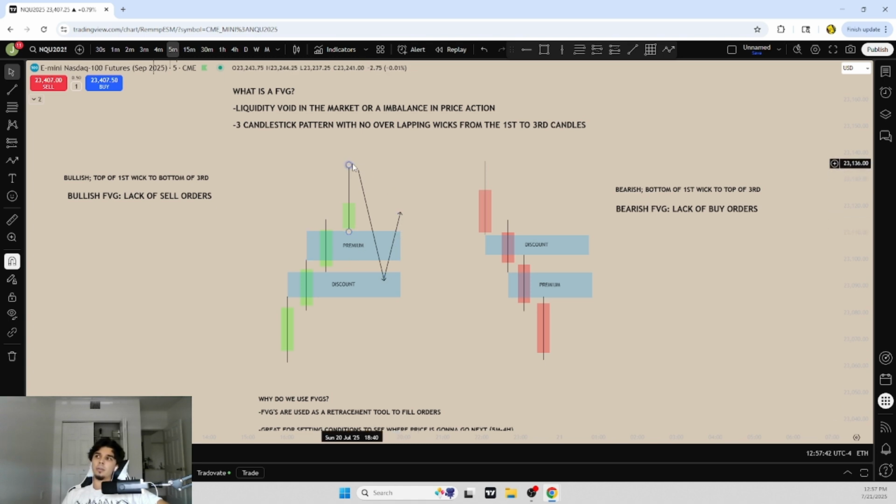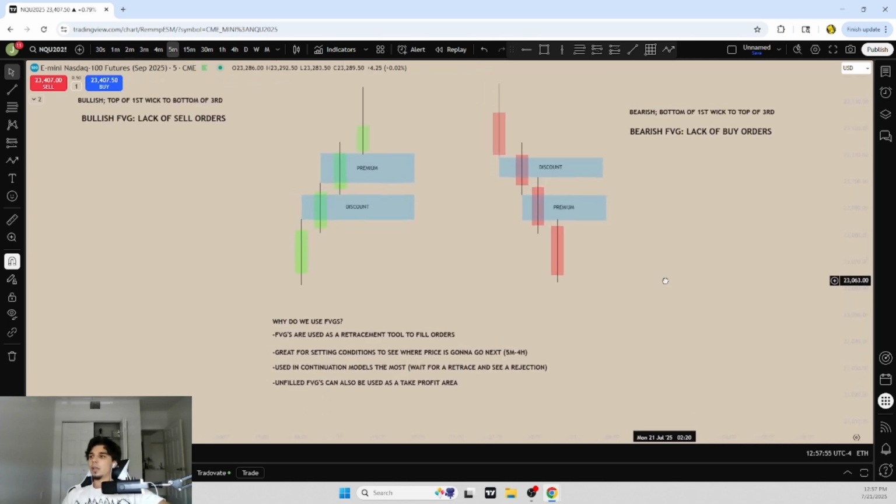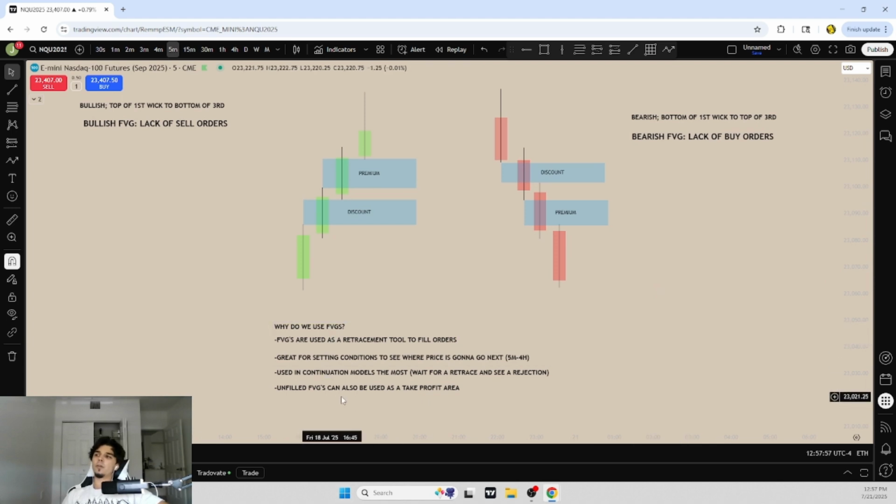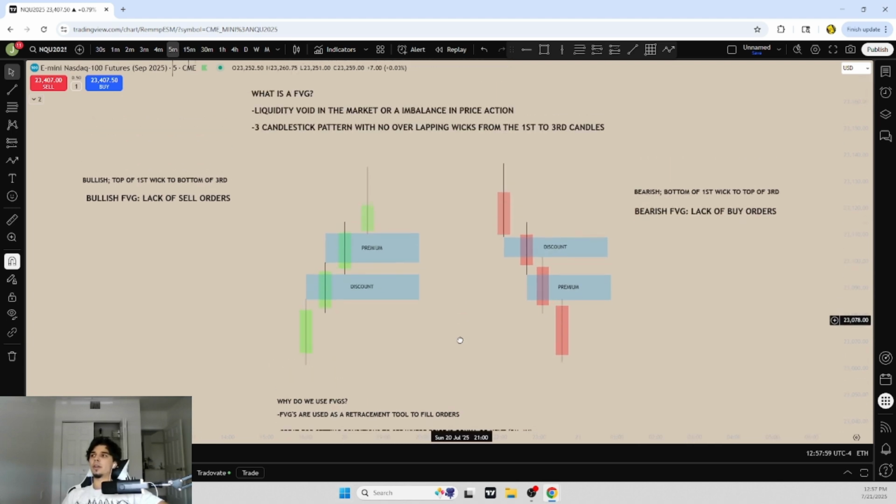And our take profit can be at this buy side liquidity up here, or if there's resting liquidity to the left of us, we can also set it towards that, right? Now, all this is the same thing for the sell model as well, except instead of going up, we're going down. And our last point is unfilled fair value gaps can also be used as a take profit area, right?